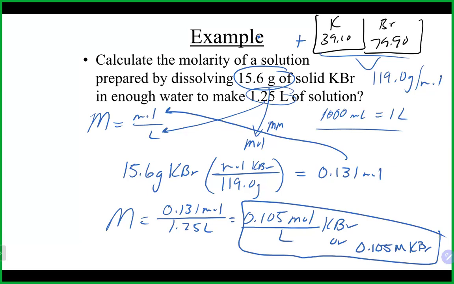Any questions on that calculation there? So basically, if we weighed out 15.6 grams of KBr, dissolved in enough water to make a 1.25 liter solution, mix it up really well, we would have 1.25 liters of a solution that has a molarity of 0.105 molar, actually. Any questions on that? All right, let's try another one here.